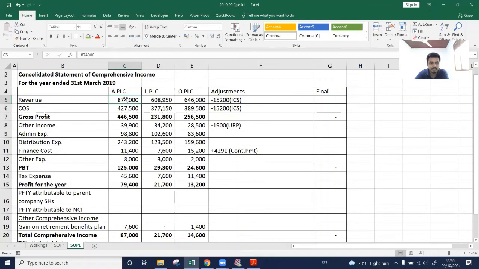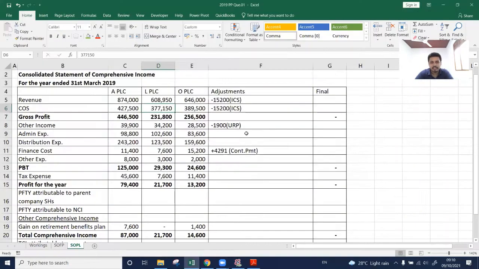Apple PLC මෙන්න මේ revenue එක ඇතුලේ මේ 15200 ඇති. Lemon PLC ගේ මේ 377150 ඇතුලේ මෙන්න මේ 15200 ඇති. එන්න ඒ දෙක තමයි අපි මේ eliminate කරන්නේ. Intercompany sales value.